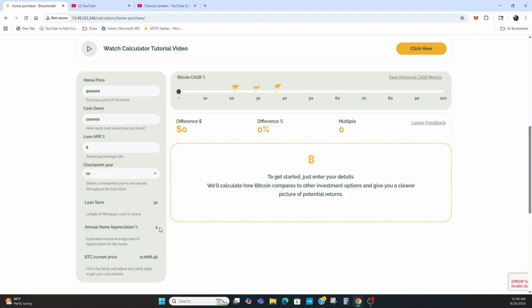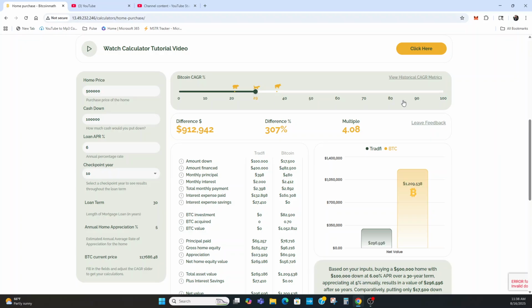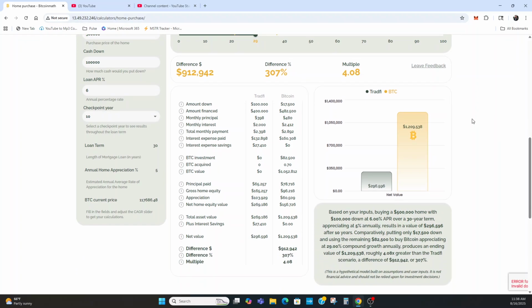Now, let's say over the course of this 10 years that we want to evaluate, we think Bitcoin's CAGR is going to be 29%, which is Saylor's base case. We're going to set that, and then voila, we see the outputs. Now, there's a lot of data here, so we'll go through this section by section. At the very top, what you're going to see is the amount down. For the TradFi scenario, you saved up $100,000 and you're going to put $100,000 down. And that means you're going to have to borrow $400,000 because you're putting $100,000 down on the $500,000 house.